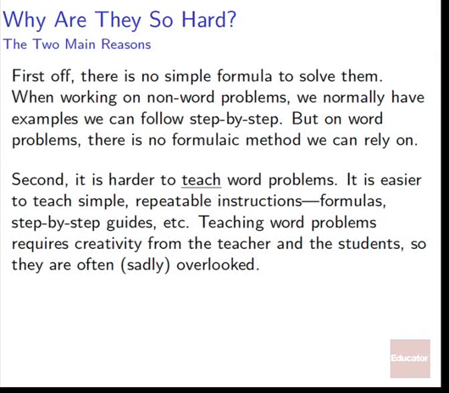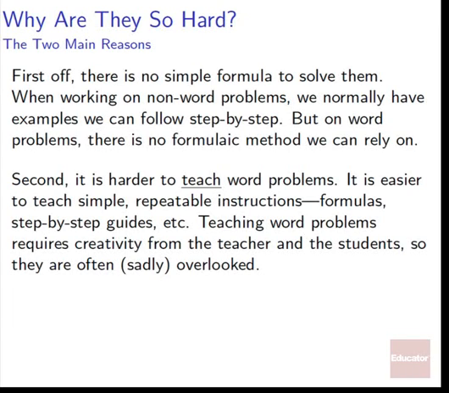Second, it's a lot harder to teach word problems. It's easy to teach simple, repeatable instructions. Perhaps not easy all the time, but it's easier to teach simple, repeatable instructions. Things like formulas or step-by-step guides, anything like that where it's like, do what I did, do what I did, do what I did. That sort of thing is pretty easy because you can just follow the monkey, right? Monkey see, monkey do. You do what they do and, you know, it works out.